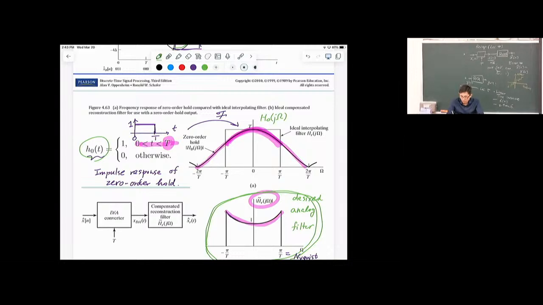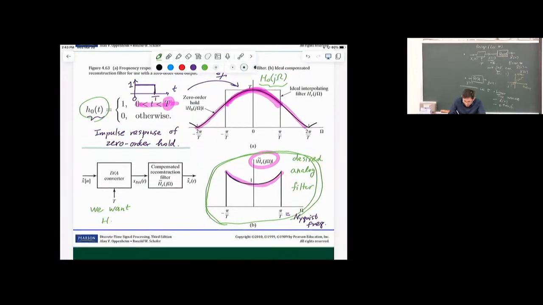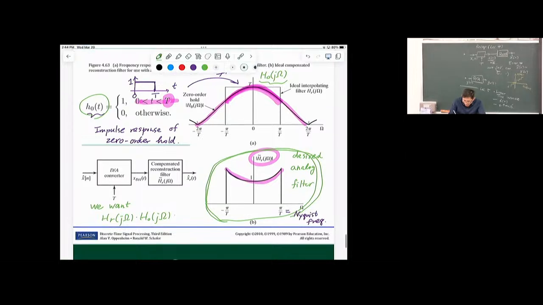Okay. So if the frequency response, the Fourier transform for zero order hold is denoted as this, then we want a reconstruction filter that will multiply with the concave down. We want the result to be 1 in the pass band, and 0 elsewhere. Okay?